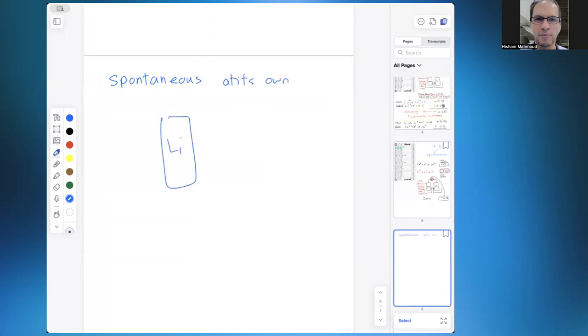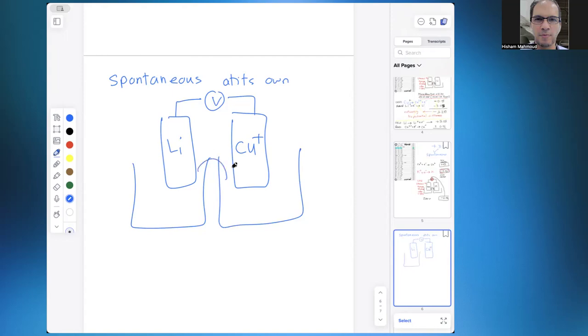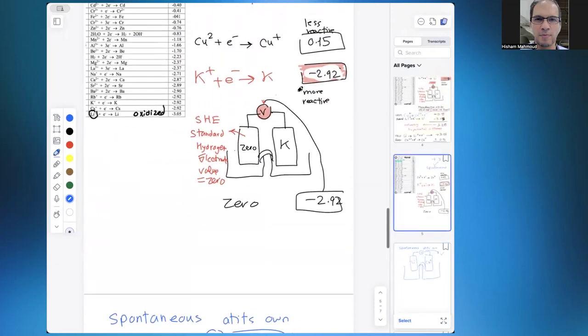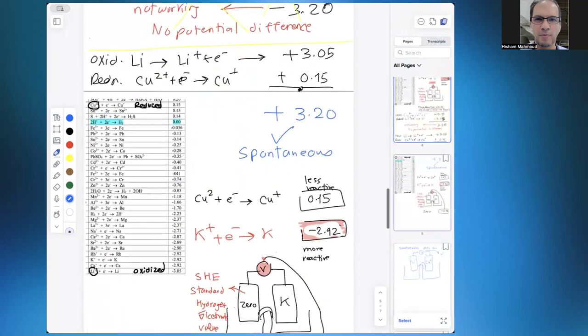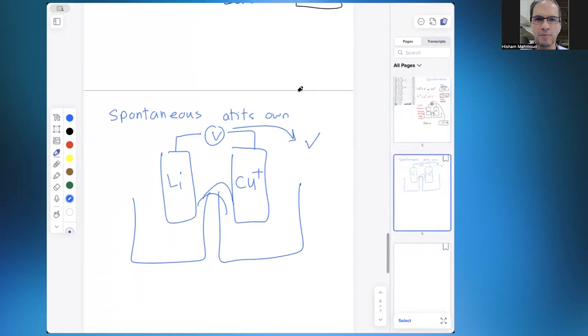You just put the lithium here and the copper plus 1 here, then you put the voltmeter. You don't do anything else. The lithium in its solution, copper in its solution, salt bridge, you will find the potential difference. What was the potential difference that we found? It will be positive 3.20. So you will get a value of positive 3.20 here, automatically happening. This is a spontaneous cell.